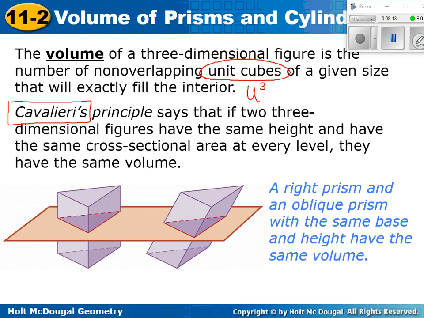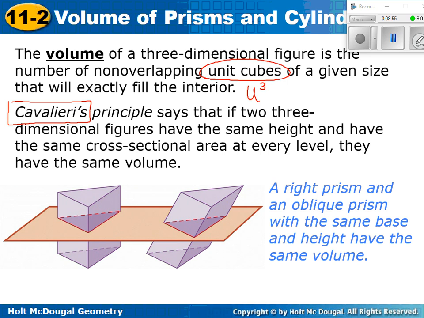Cavalieri says if you have two shapes and they have the same height, and if you were to cut the shape at any level, say 2 inches up and 2 inches up, and look at their cross sections, if they have the same cross-sectional area. So let's say I cut 2 inches up, cut the shape, look at the square, I find the area, it's 5 inches squared. I go to my cylinder, I cut it 2 inches up, I look at the area of that circle, and it's 5 inches squared. If they have the same height and the same cross-sectional area at every level, then your two shapes will have the same volume. That's what Cavalieri says.